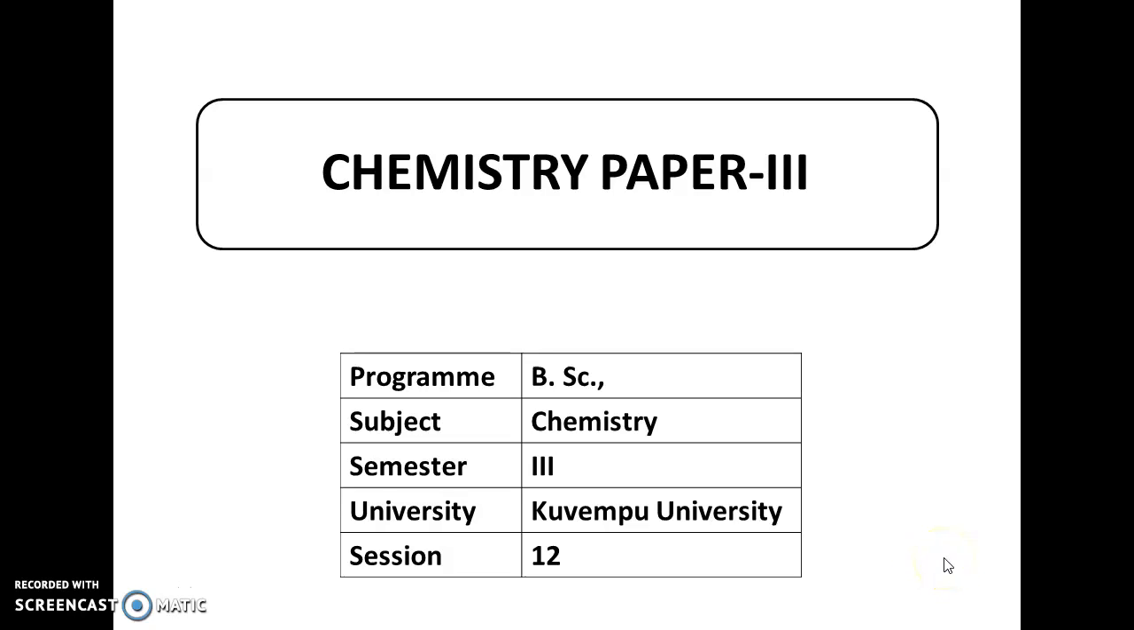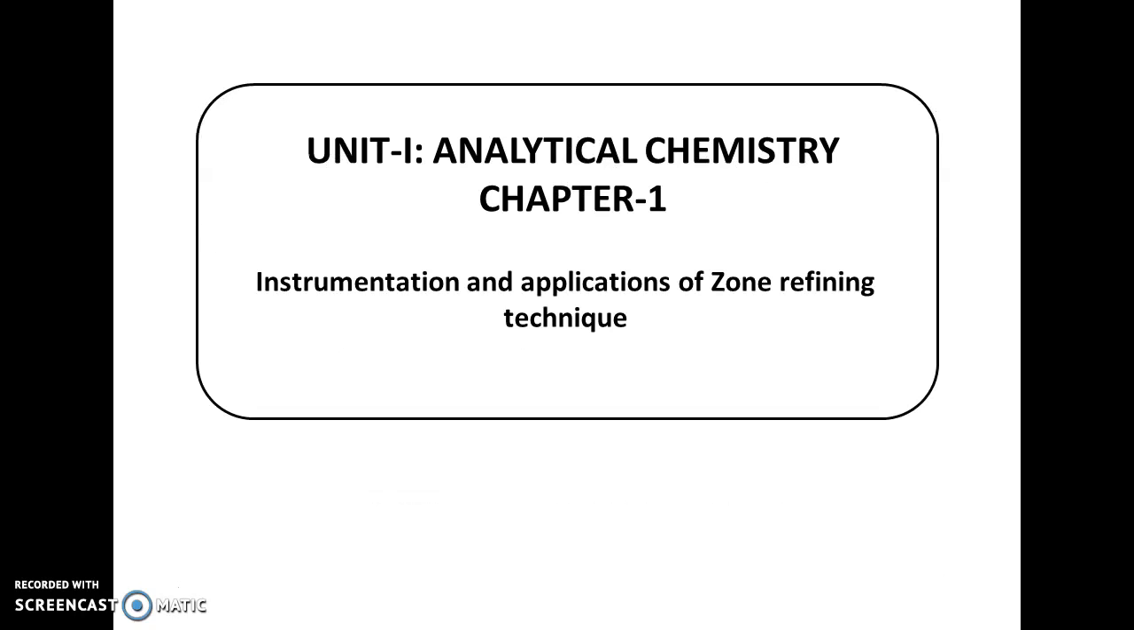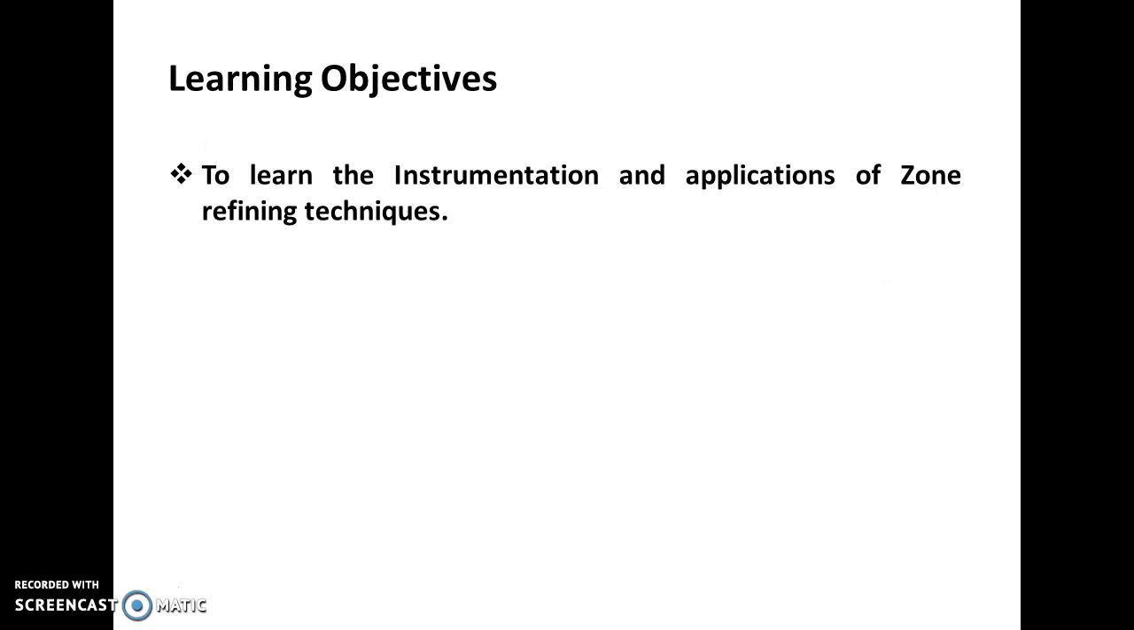Hello everyone. Today we are going to discuss session 12 of chapter 3, semester 3 chemistry paper 3 of the BSc chemistry syllabus of Colombo University. This is unit 1, analytical chemistry, chapter 1, and it includes the instrumentation and application of the zone refining technique.